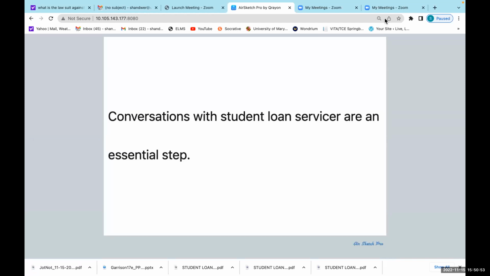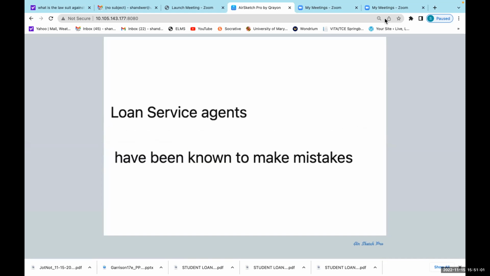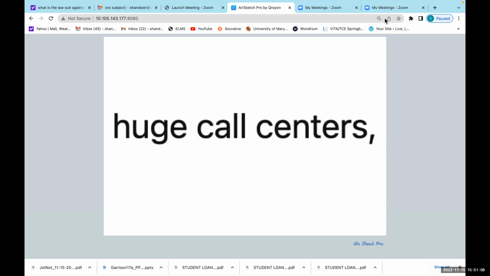You're going to talk to the student loan service provider, as we've talked about, but fact check everything they tell you. These are huge businesses, and they've been known to make mistakes. They are just basically huge call centers. And as you know, sometimes they're trained well, sometimes they're not.